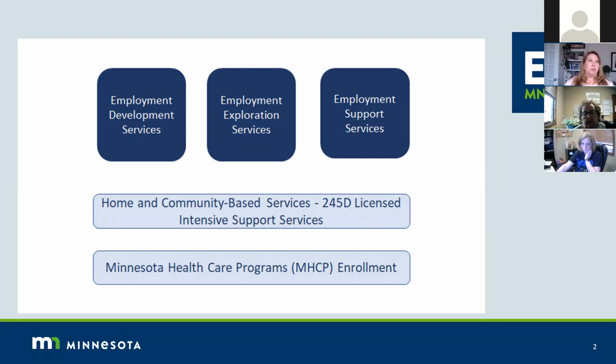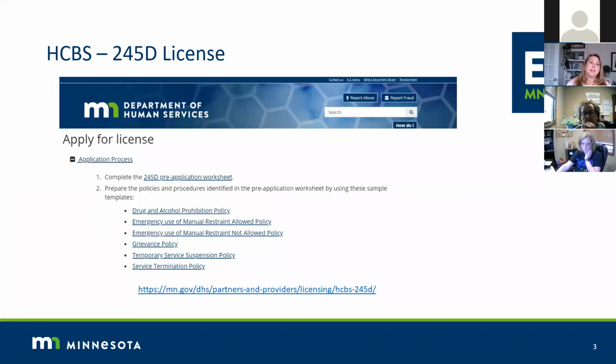If you're not already enrolled for other services that you might be offering, you go through that separately after you've obtained the 245D license. So the process, DHS has a great website on 245D licensing, and that hyperlink is right there on the bottom of that screen, and you can click on that link and it will bring you to that website that talks about applying for a license. And that is a resource that you can use to offer 245D services.